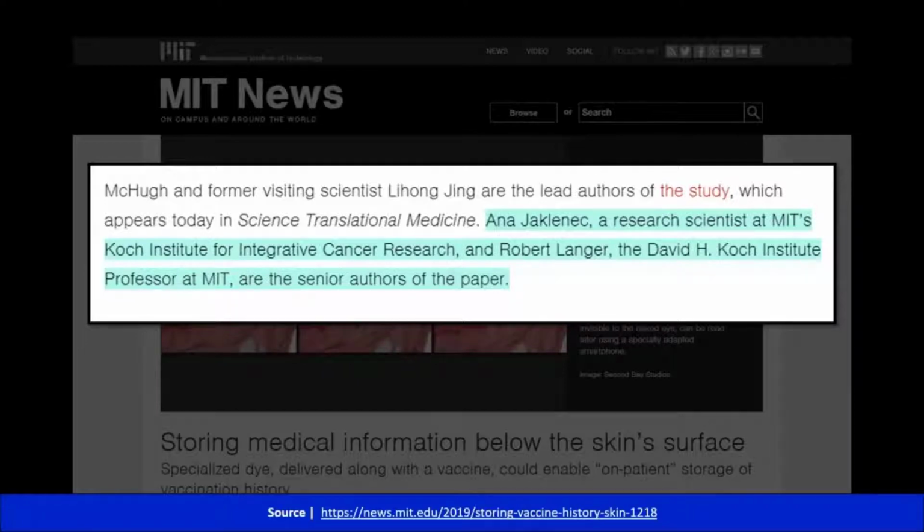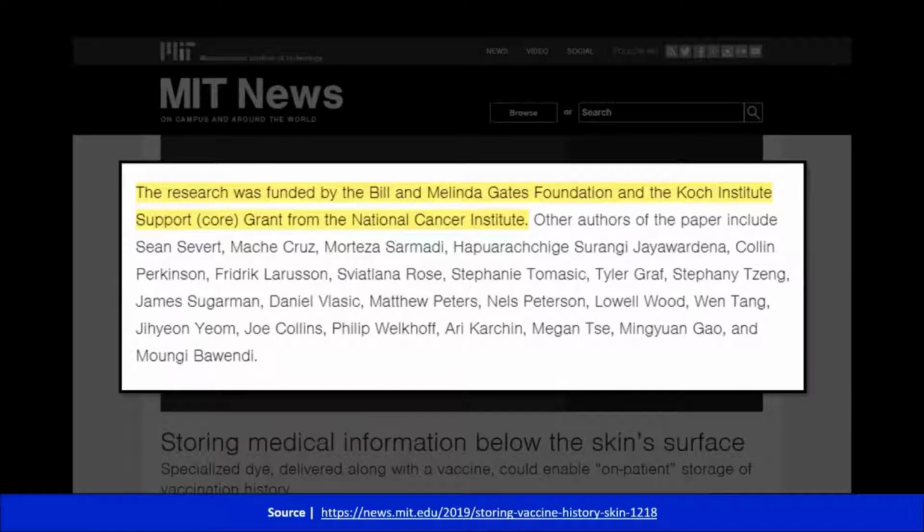Well, she was the first name that was listed on that patent. The research was funded by the Bill and Melinda Gates Foundation and the Koch Institute grant from the National Cancer Institute. So don't tell me that William Gates isn't Bill Gates.